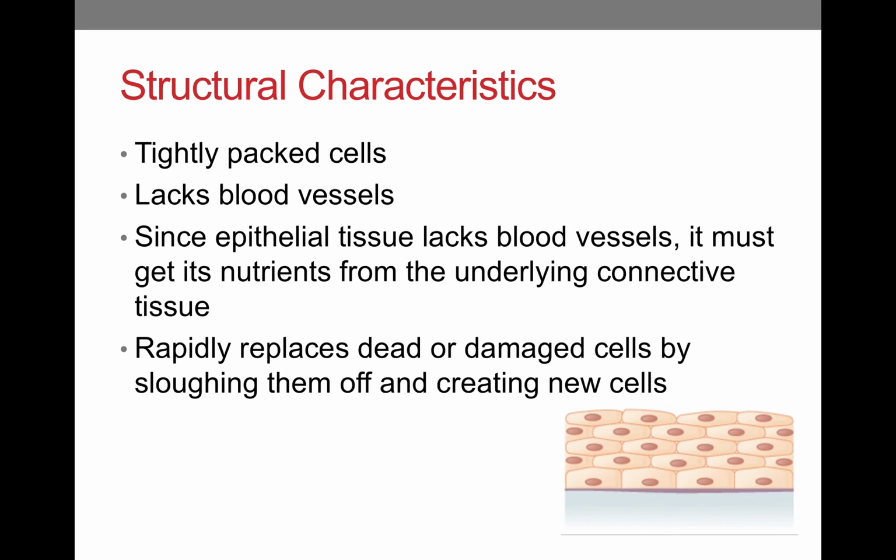And since cells get nourishment from the blood, it has to have some source of its nutrients. And so it gets them from the underlying connective tissue. So you'll see that epithelial tissue is always connected to connective tissue so that it can get nutrients from the blood-rich connective tissue.